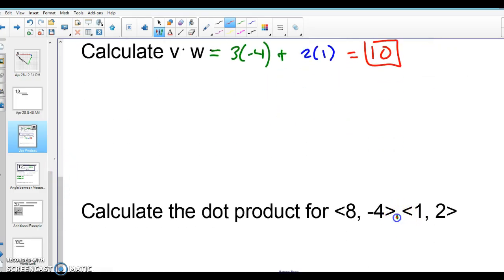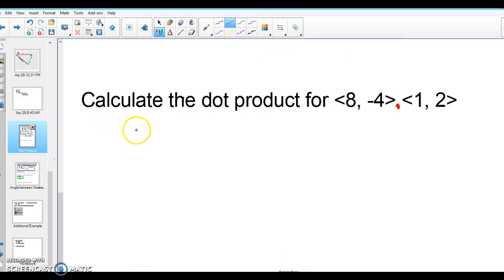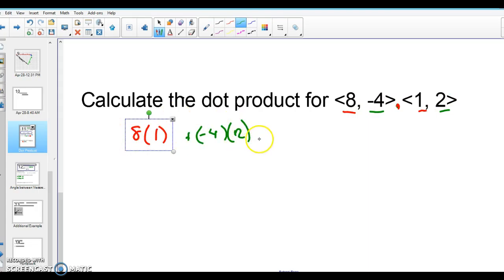Second example, notice this one is a little different from what was written in your notes, but between negative 4 and 1, 2. So the dot product is 8 times 1 plus negative 4 times 2. End up with positive 8 plus negative 8, and end up with a dot product of 0. Okay, put a star next to that one. Two vectors that have a dot product of 0 will have a very specific property that we'll get to in just a minute.